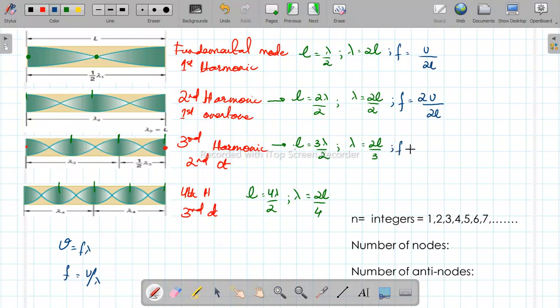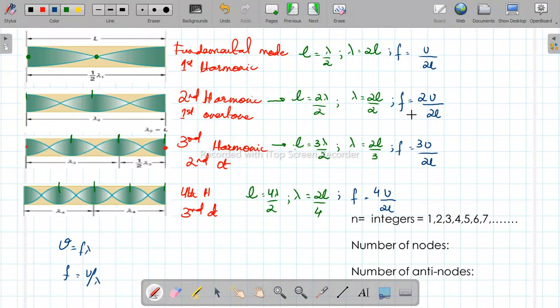Then in this case, we have again velocity over wavelength. The wavelength is 2L over 3. Let's just write 2L here, 3 here. Then velocity over wavelength, this wavelength, 2L here, 4 here. Do you see any similarity between these expressions?